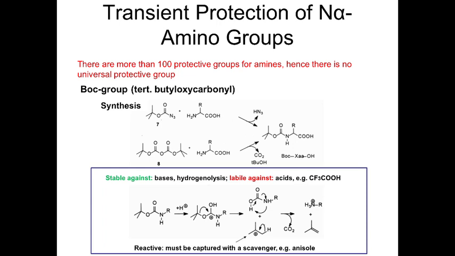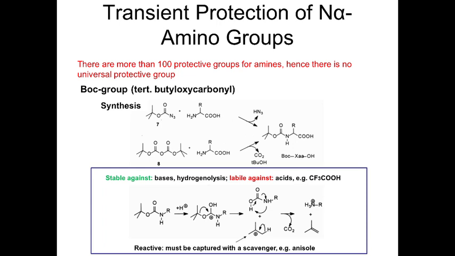The characteristic of the Boc group is that it's stable against bases, and it is stable against hydrogenolysis. However, it is labile against acids, for example, trifluoroacetic acid. That means during the synthesis of polypeptides, the Boc group is liberated from the amino group by the application of protons, and the mechanism of how this works is shown at the bottom of the slide.